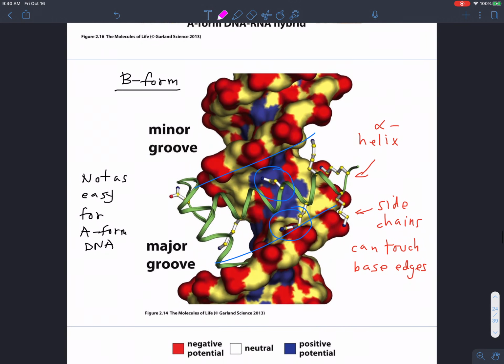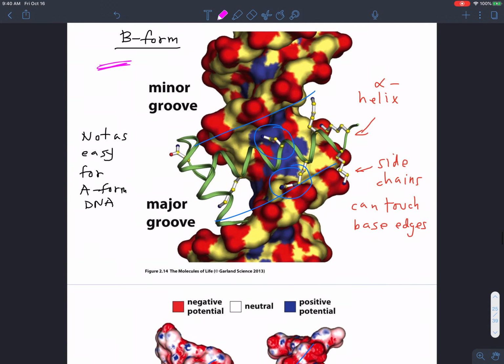All right, so if you have a B form, what kinds of protein binding motifs occur? Well, one of the most common ones, probably the most common one, is an alpha helix that binds into the major groove, or inserts itself into the major groove, right along the major groove of the DNA. And the alpha helix shown here, this green spiral, is the backbone of the protein, of the amino acid chain.